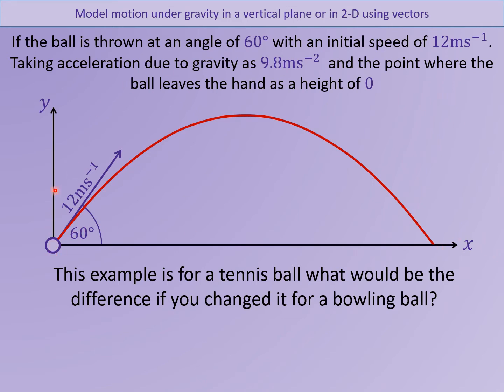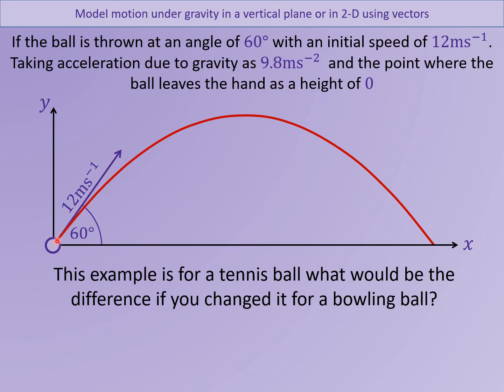Well, they don't do that because they are still leaving at 60 degrees. So the bowling ball is not going to do this, because that's not leaving at 60 degrees. And if it does leave at 60 degrees and goes shallower, you're talking about doing that. But it doesn't do that because it's leaving at 12 meters a second.